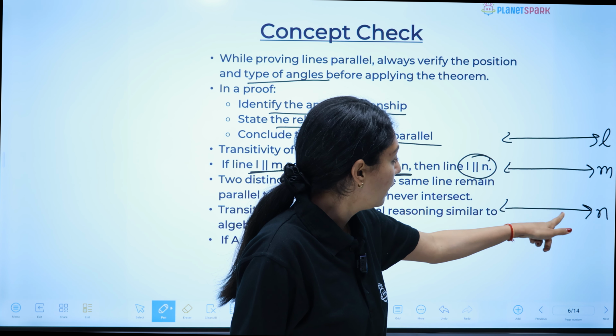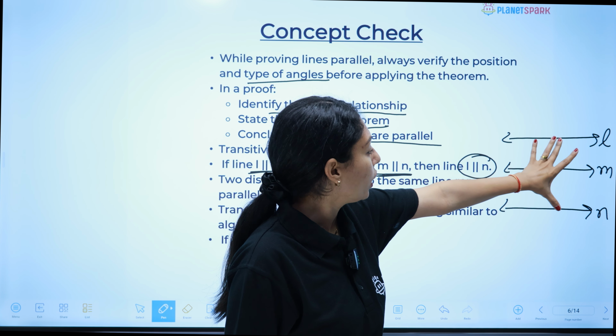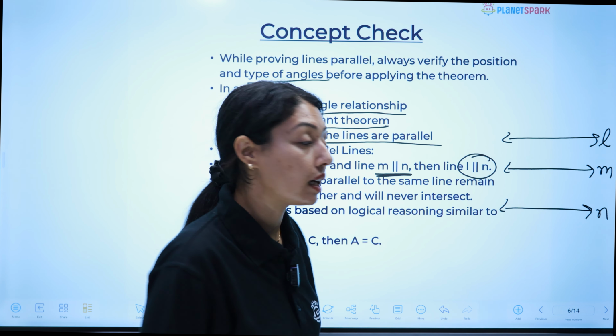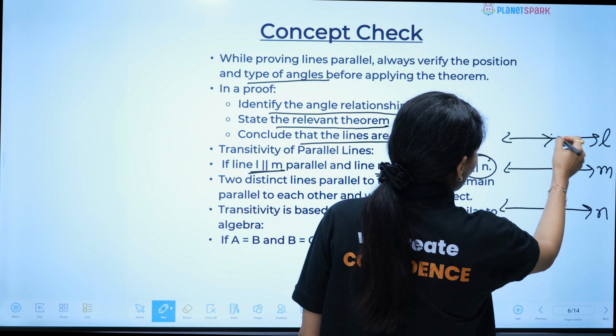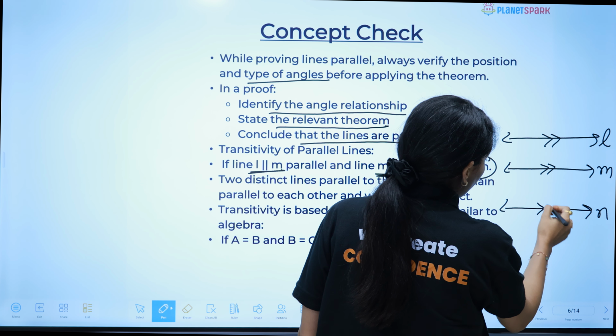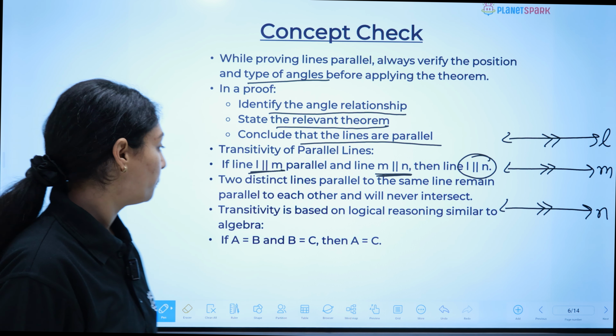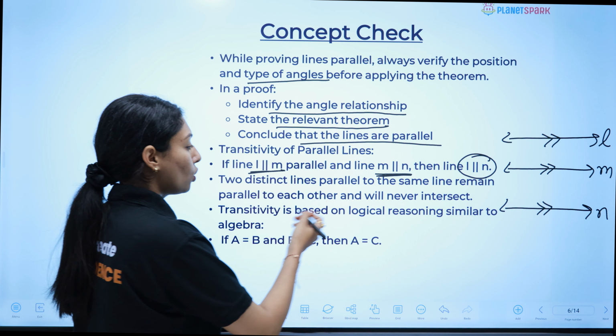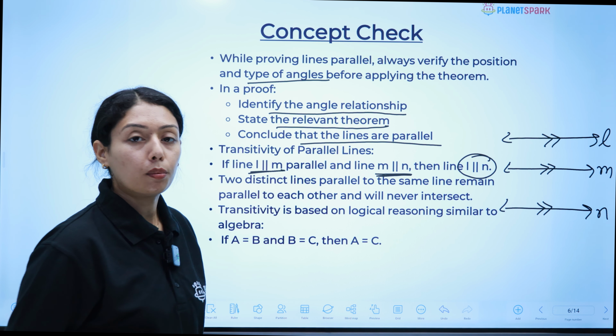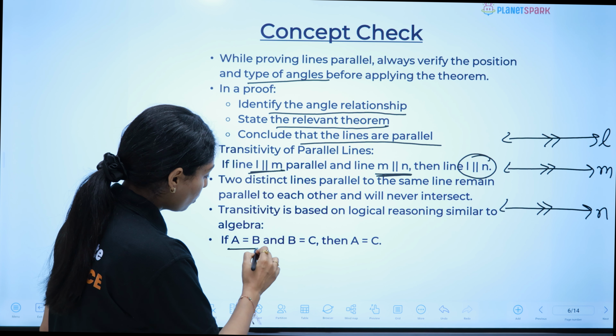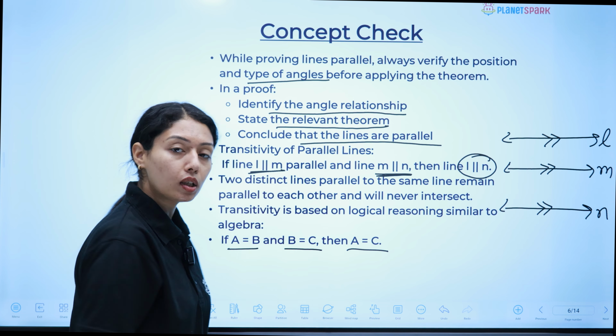अगर दो lines एक same line के parallel हैं तो वो एक दूसरे के भी क्या होंगी? Parallel. So I can say 3 lines are parallel to each other. Okay. Then it is based on logical reasoning similar to algebra. This algebra में होता है, let's say A equal to B and B equal to C, then I can say A equal to C, right?